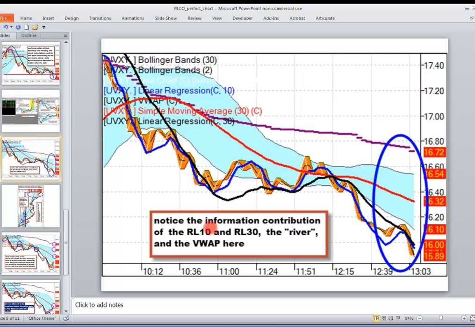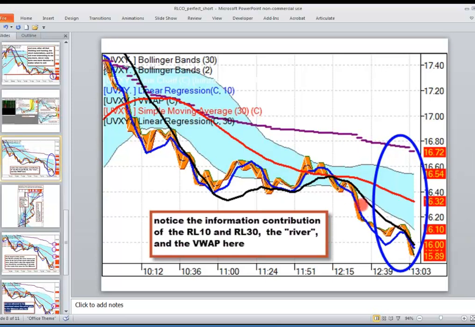And my note here is, notice the information contribution of the 2 regression lines, the river and the VWAP. Each one of them is giving important information here. The VWAP is declining and starting to fail faster. There are guys starting to put volume on these subsequent failures. This is a market that wants to go south. The VWAP tells me that.